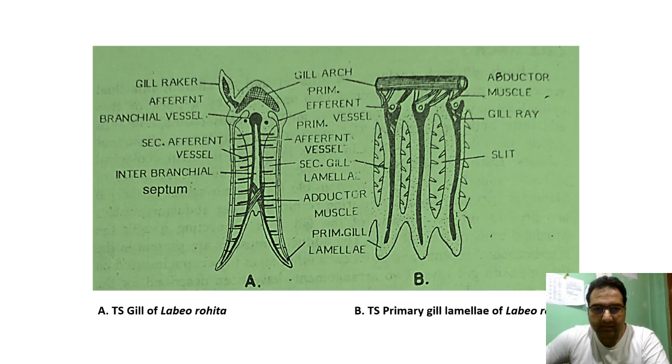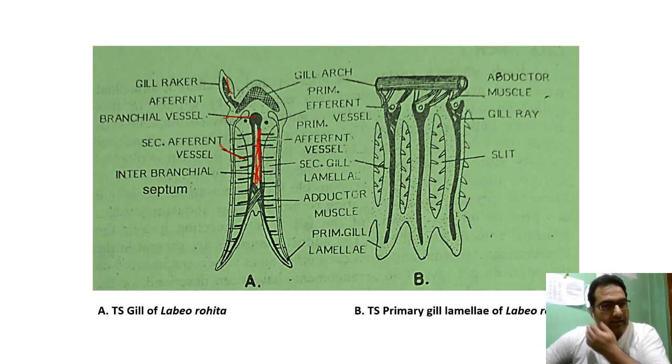Now this is the complete diagrammatic representation of the gill lamella. Herein, this is the gill raker, and this is the afferent branchial vessel. These are the secondary afferent vessels. Now this is the interbranchial septum, that is the space between two lamellae, which I am coloring red.